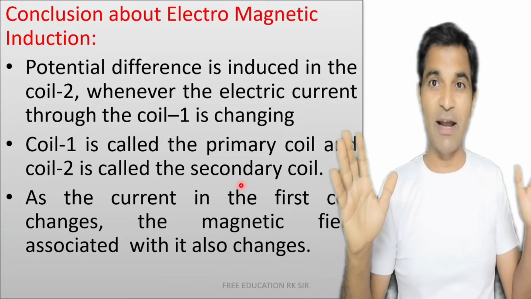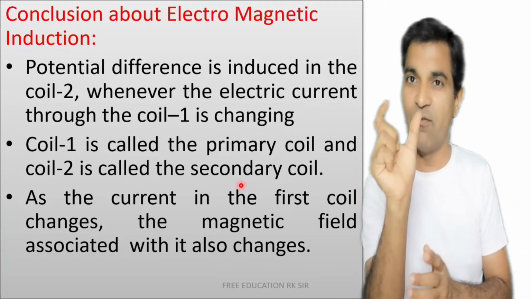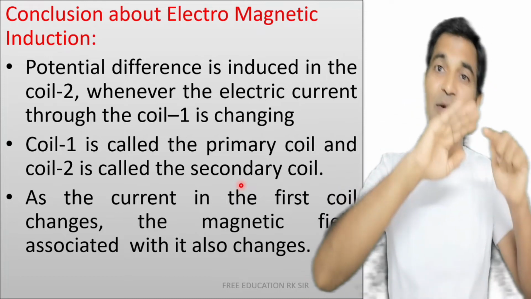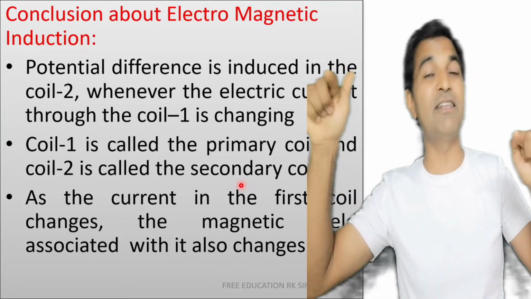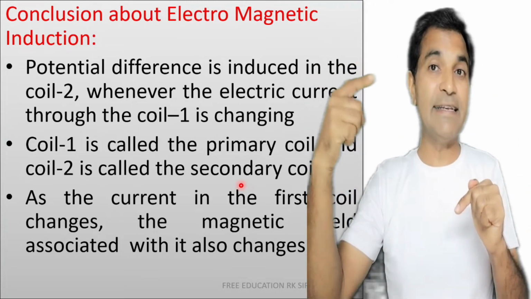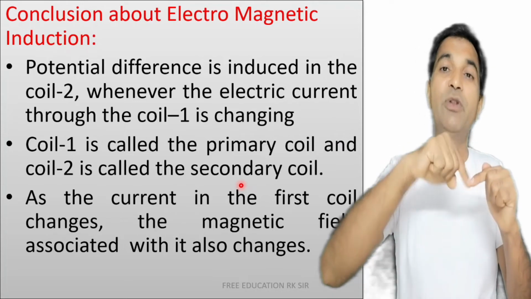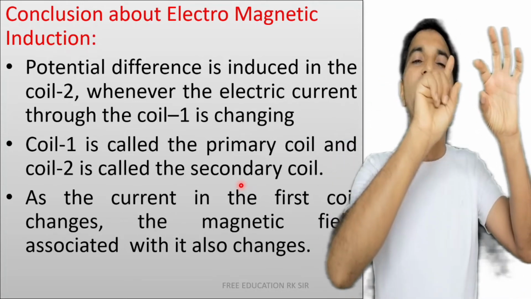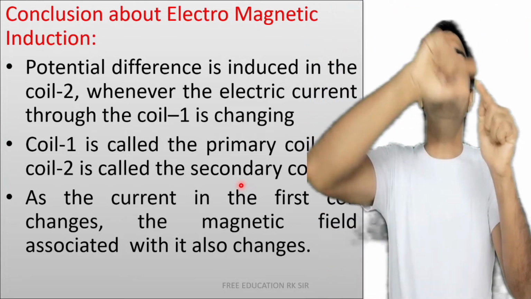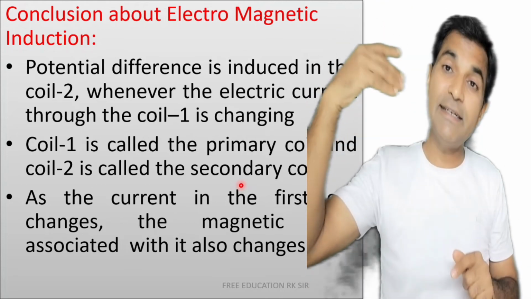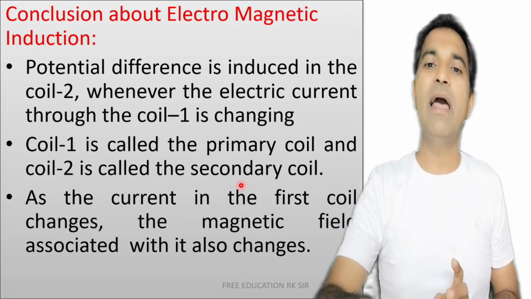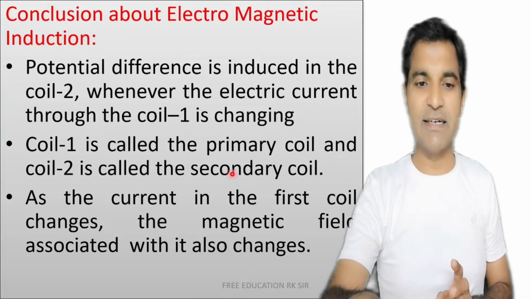Now, I think you must be clear about electromagnetic induction and the word electromagnetic induction. Electricity induces magnetism, and magnetism induces electricity once again in another coil through the magnetism. Repeat: electromagnetic induction means electricity induces magnetism in coil number 1, then this magnetism links with coil number 2 and generates current in coil number 2. Coil number 1 is called the primary coil and coil number 2 is called the secondary coil.